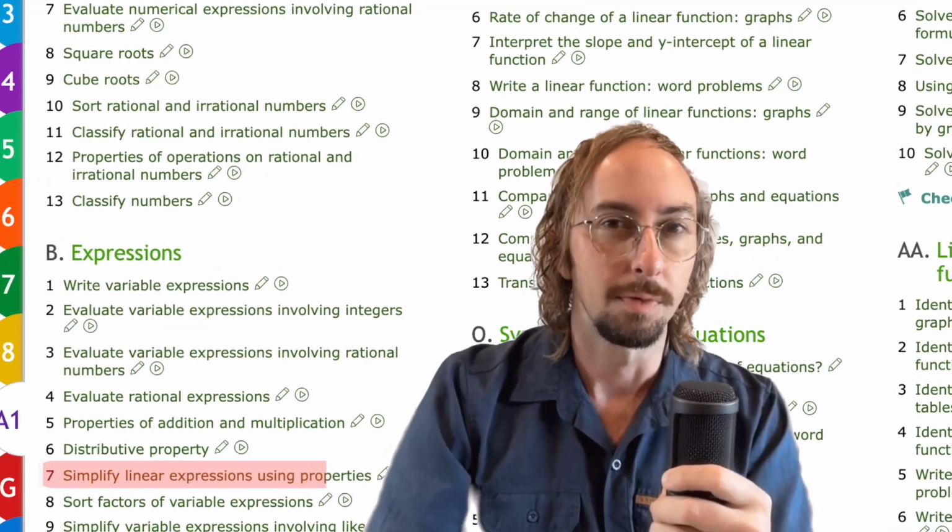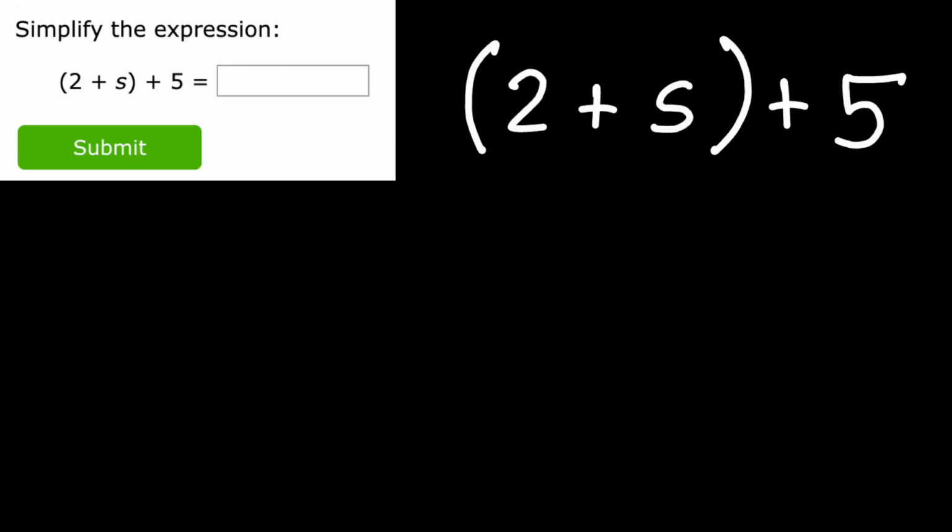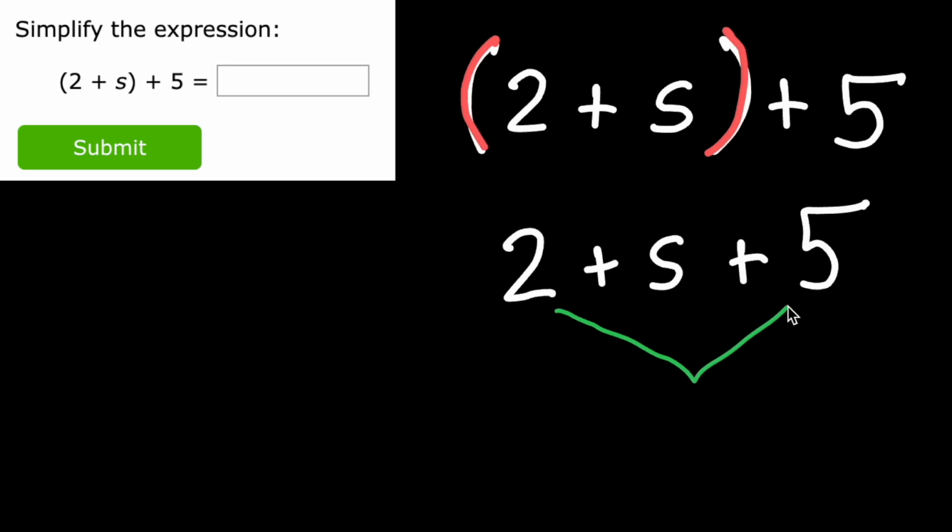Here's what you need to know before you dive into B7. On questions like these where we only have addition, we can ignore the parentheses entirely and just focus on combining like terms. So we can add 2 plus 5 to get 7, so our final answer is s plus 7.